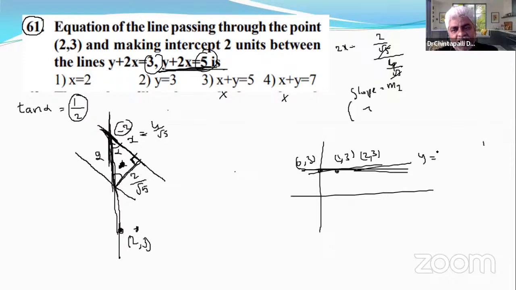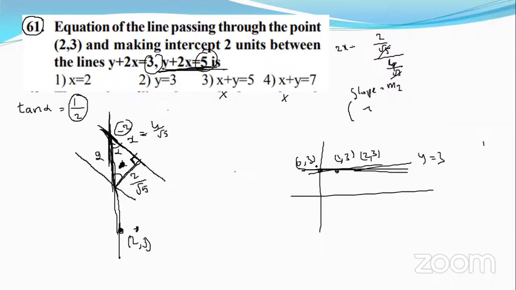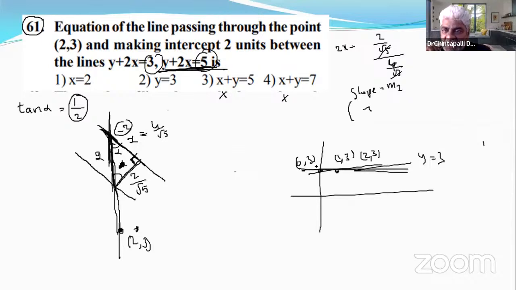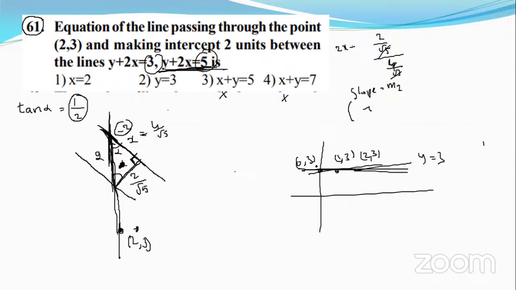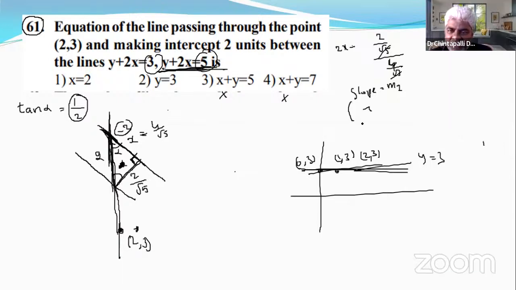This is called a horizontal line, right? The equation of a horizontal line is y is equal to some constant. That means y is equal to the y coordinate of any point on it. In the same way, the equation of a vertical line is x is equal to the x coordinate of any point on it.